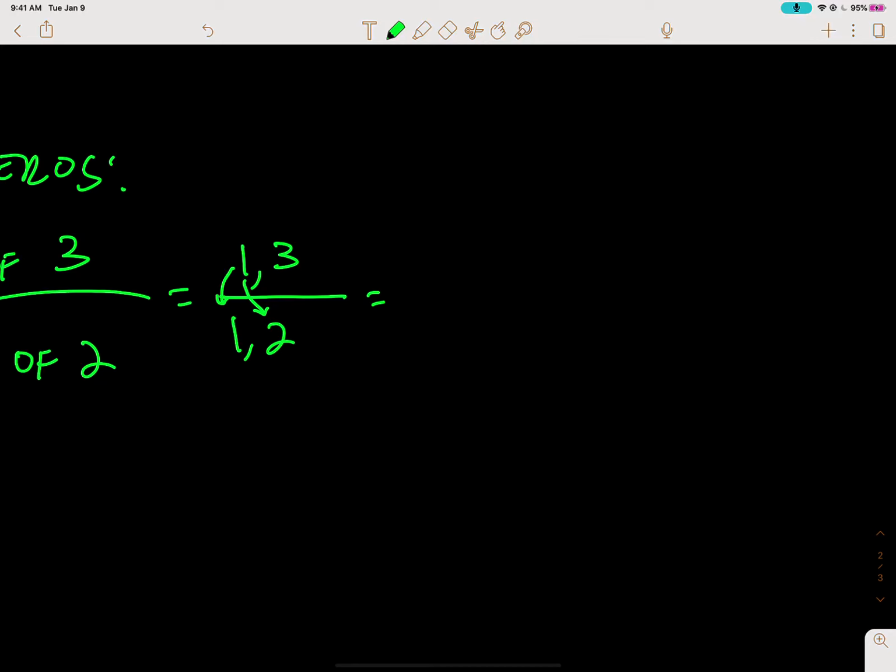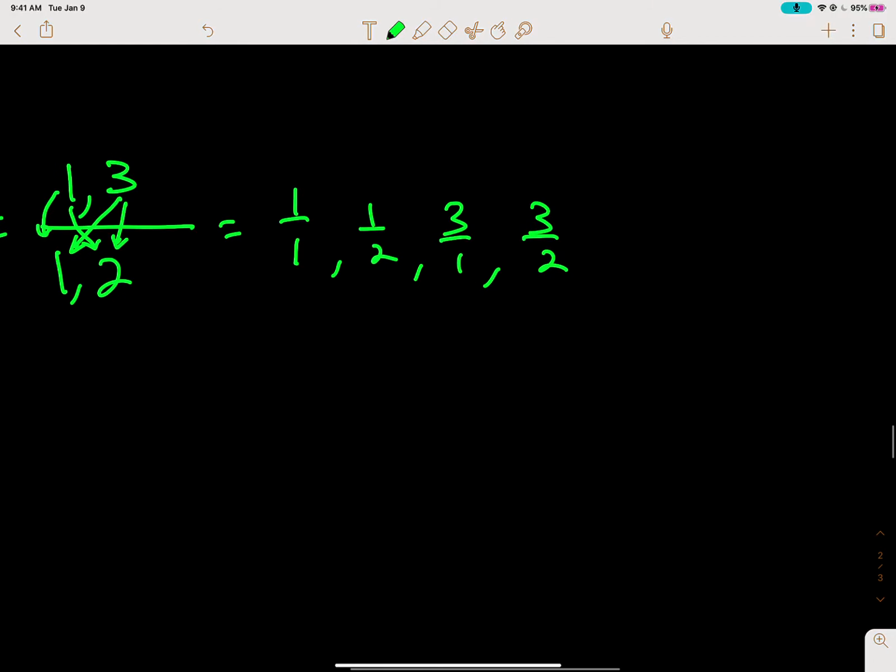So I'll take the 1 first, and I'll make fractions with everything on the bottom. So I got 1 over 1 and 1 over 2. Now I'm going to take the 3 and do that. Make 3 over 1 and 3 over 2. Make all my possible fractions. So there's 4 possibilities here. I'm going to rewrite them. 1 divided by 1 is 1. 1 half I'm going to leave as 1 half. 3 over 1 is 3, and then 3 halves.